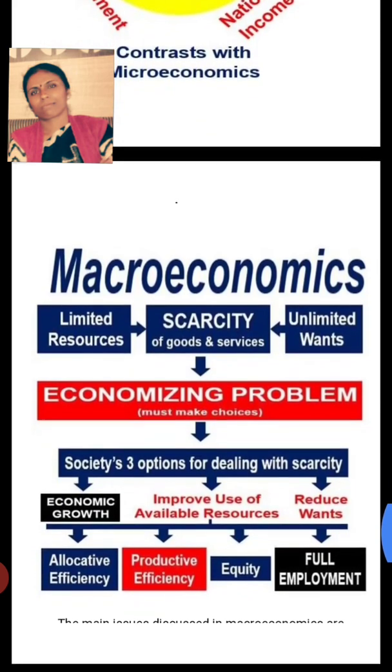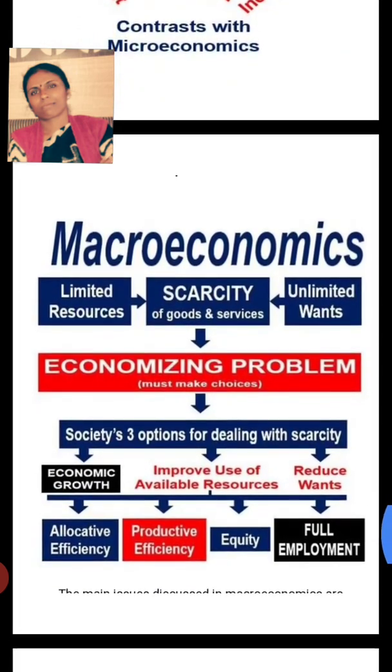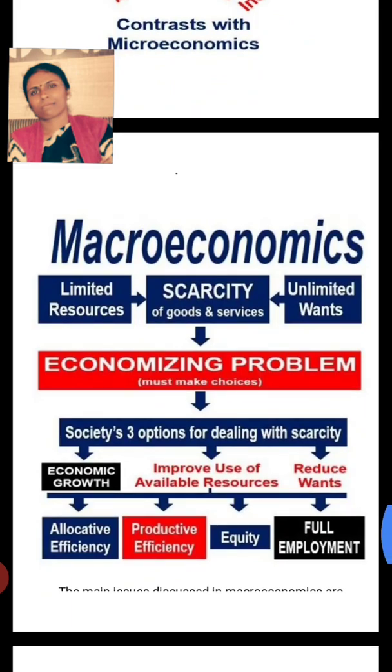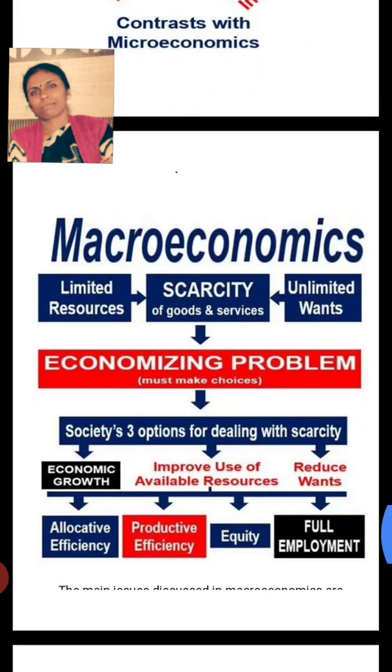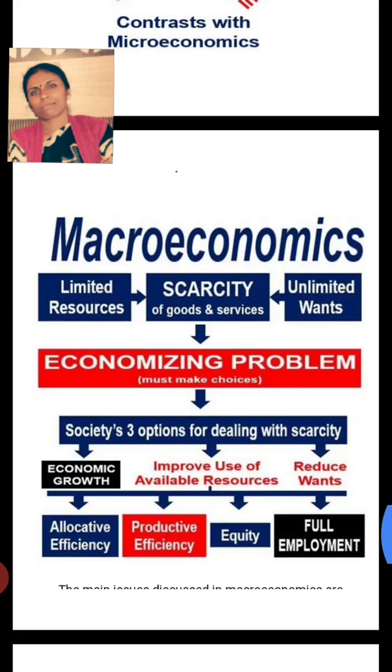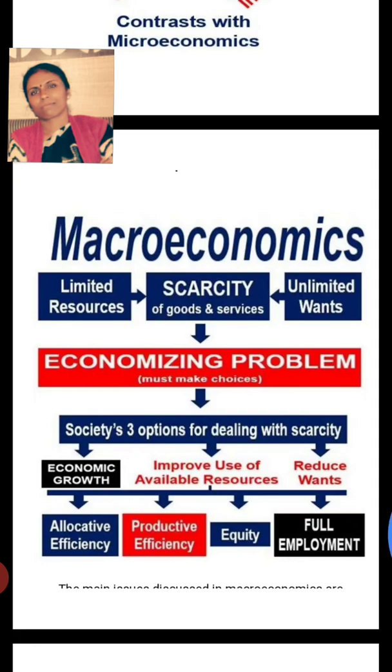So macroeconomics includes very interesting elements of the economy. Take for example, it throws light on the limited resources of the nation. When the limited resources are studied, definitely the next point is why limited resources and why there is scarcity. That is because of unlimited wants. Unlimited wants lead to demand for goods and services. There is a problem of choice. So economizing the problem of choice, how is it possible?